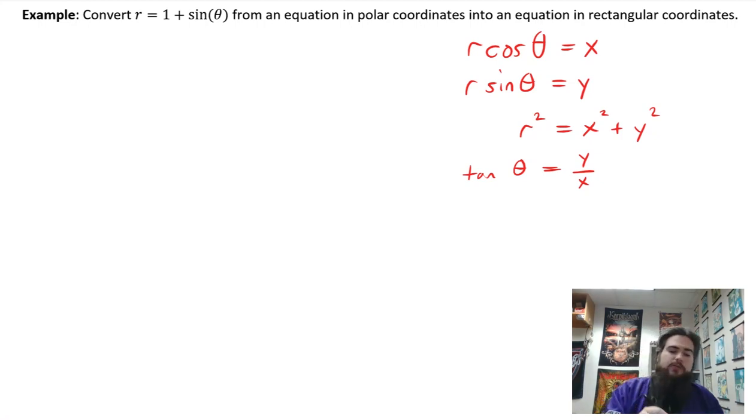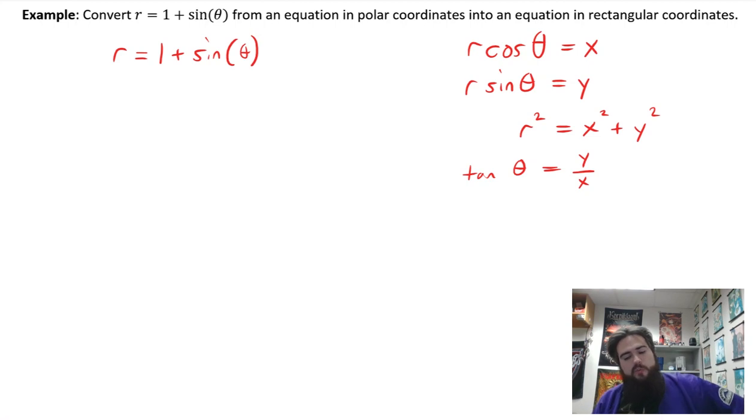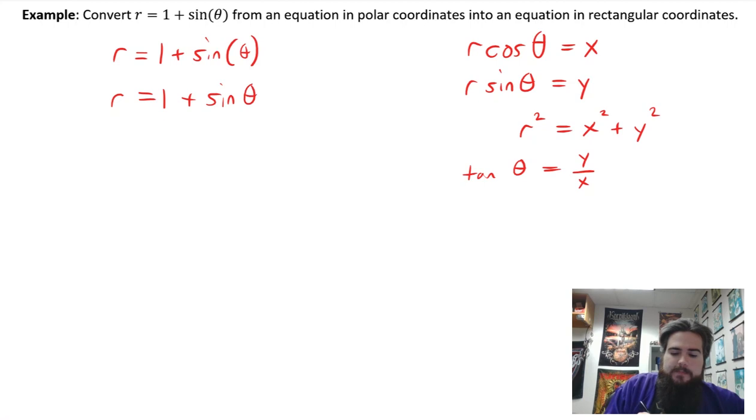Well, what I'm going to do first with r equals 1 plus sine of theta. Unfortunately, there is not just one operation I can do to both sides to make every term simplifiable or replaceable with equations from the rectangular coordinate system. But there is an operation that I can do that replaces or fixes two of these three terms. That would be if I took this equation and I multiplied both sides of the equation by r.